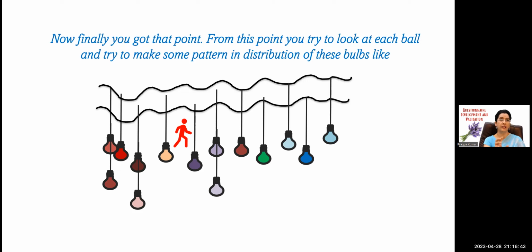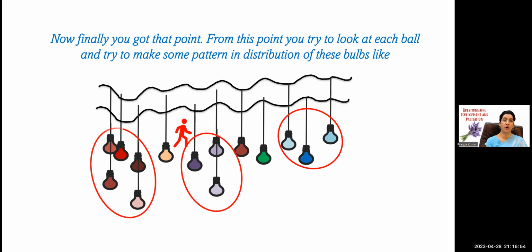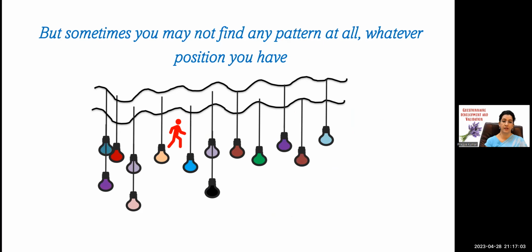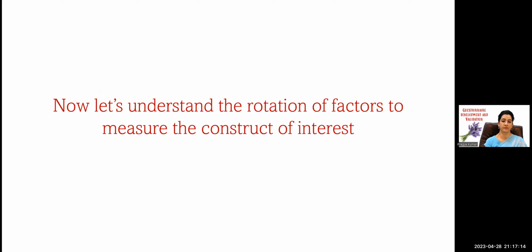So now finally you got that point, and from this point you try to look at each bulb and try to make some pattern in the distribution of these bulbs. Maybe all similar looking shades together, all bluish shade bulbs or purple shade bulbs and all reddish shade bulbs. But many times you may not find any pattern at all. Whatever position you have, you will try to change your position, but you will not be finding any pattern.